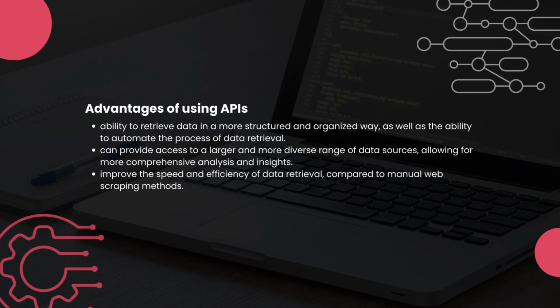Advantages of using APIs for data extraction include the ability to retrieve data in a more structured and organized way, as well as the ability to automate the process of data retrieval. Additionally, APIs can provide access to a larger and more diverse range of data sources, allowing for more comprehensive analysis and insights. Using APIs can also improve the speed and efficiency of data retrieval compared to manual web scraping methods.